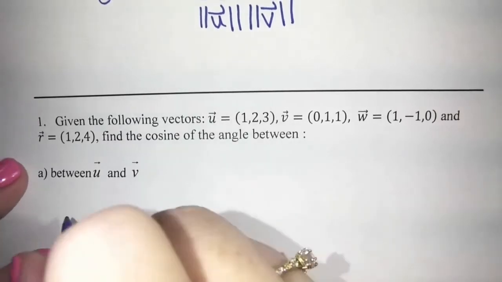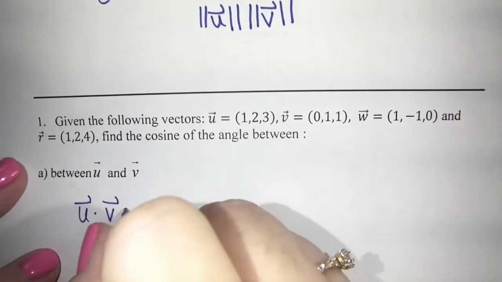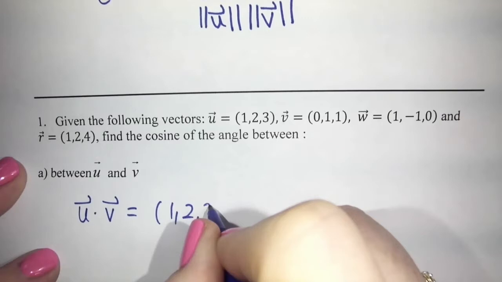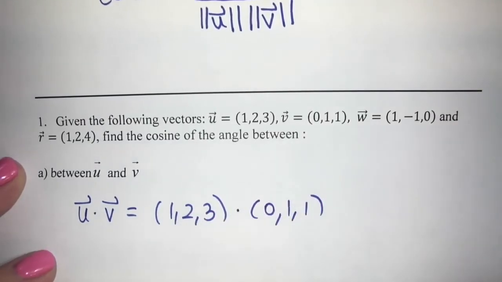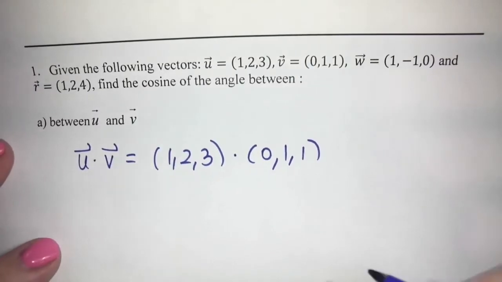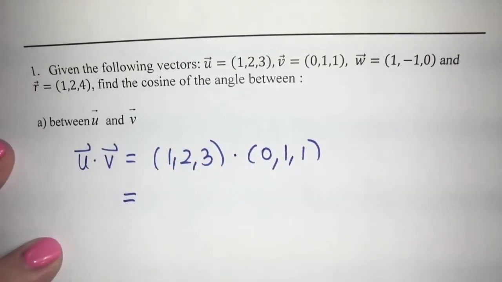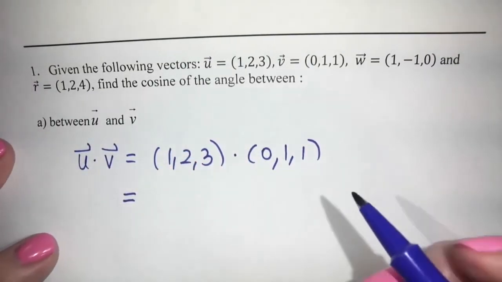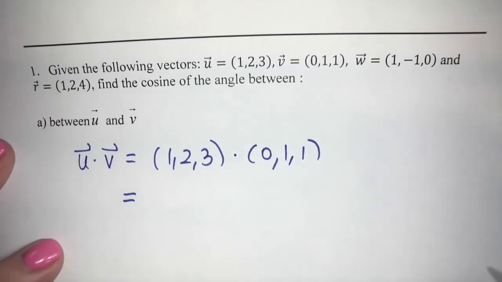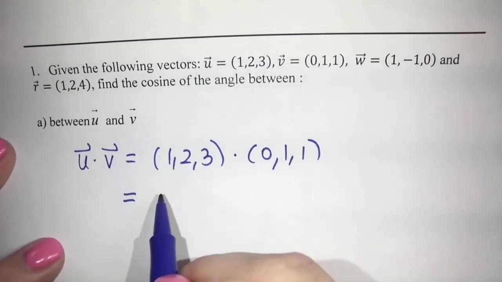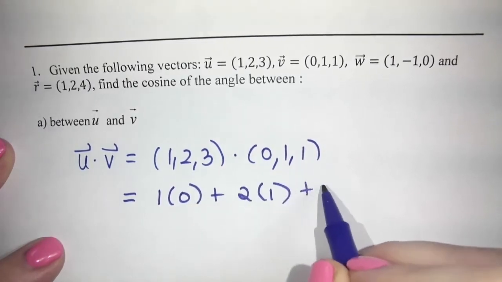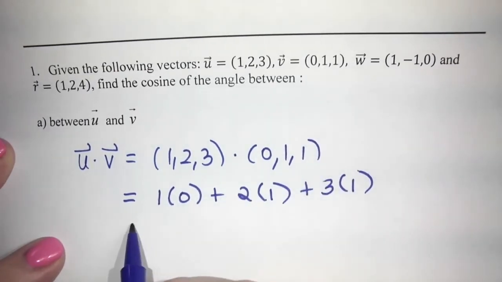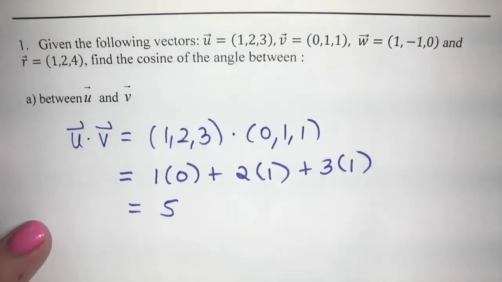The first thing we're going to calculate is u dot v. So write down your vectors. u is 1, 2, 3, dot v is 0, 1, 1. We've covered dot product in a previous primer video, so hopefully you know how to do it. If you do, then pause it and calculate your dot product. So here we go: 1 times 0 plus 2 times 1 plus 3 times 1, and so we get 5 for the dot product.